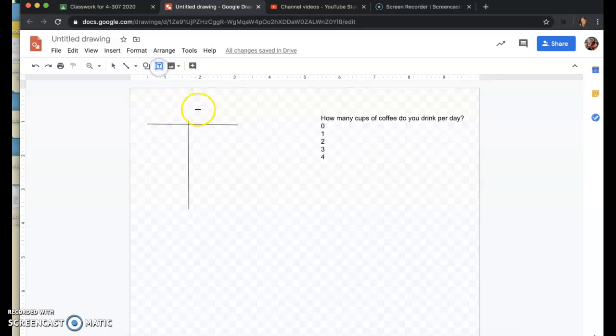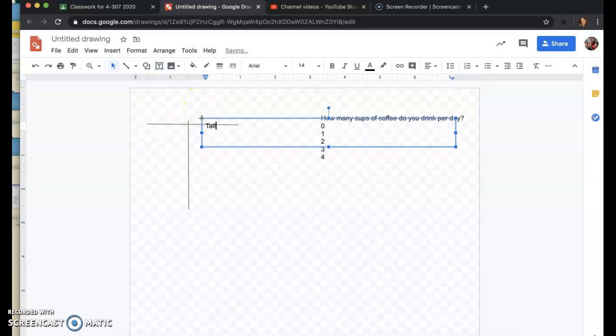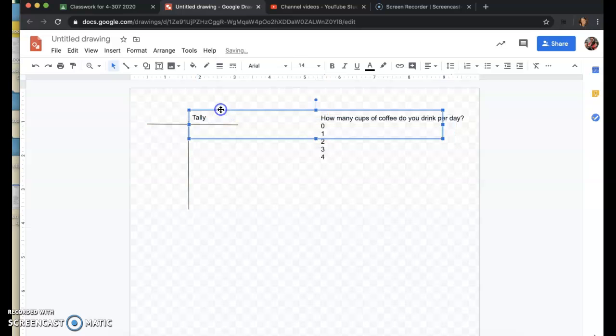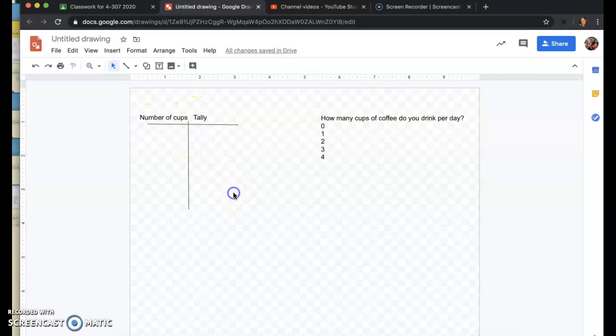So let's do text. This is going to be tally. You can move that up. Come on. There we go. And actually what I'm going to do is this. I'm going to put a space. I'm going to write number of cups. It's a little awkward looking, but that's okay. There we go. Number of cups and tally.